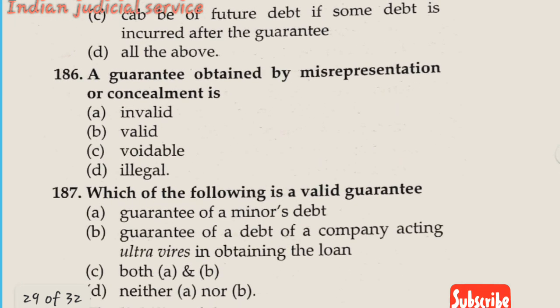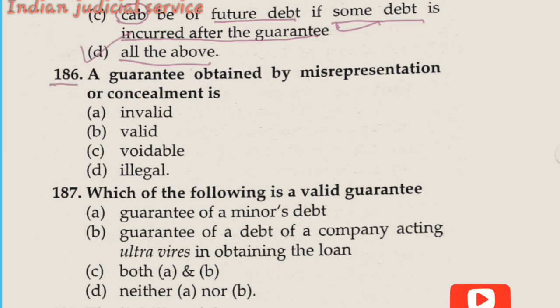Now option C, it can be of future debt if some debt is incurred after the guarantee. So this statement is also correct here for a valid guarantee. So the answer is here option D, all of the above.